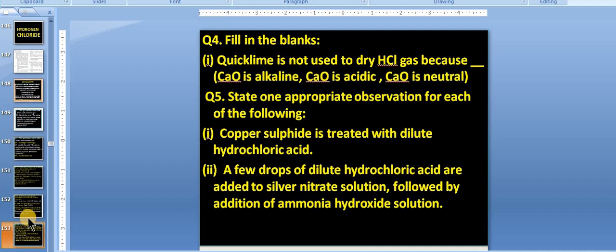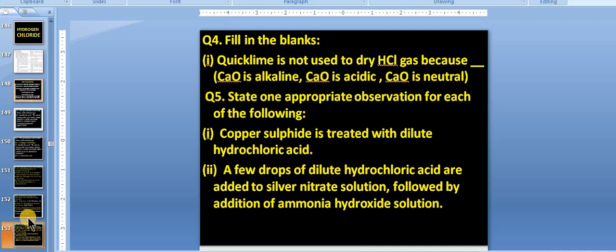Copper sulfide will give H2S gas. So for H2S gas, you have to write the observation. You should not write H2S gas. You should write: colorless rotten egg gas evolved, which turns moist lead acetate paper black. Got it? This should be your answer.